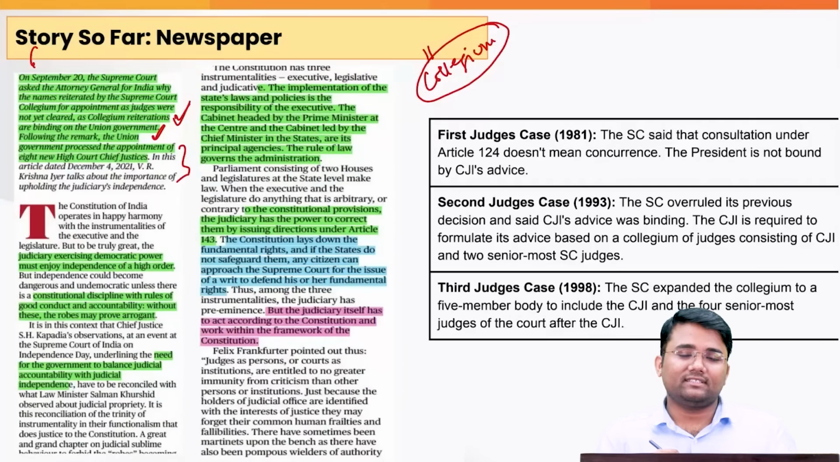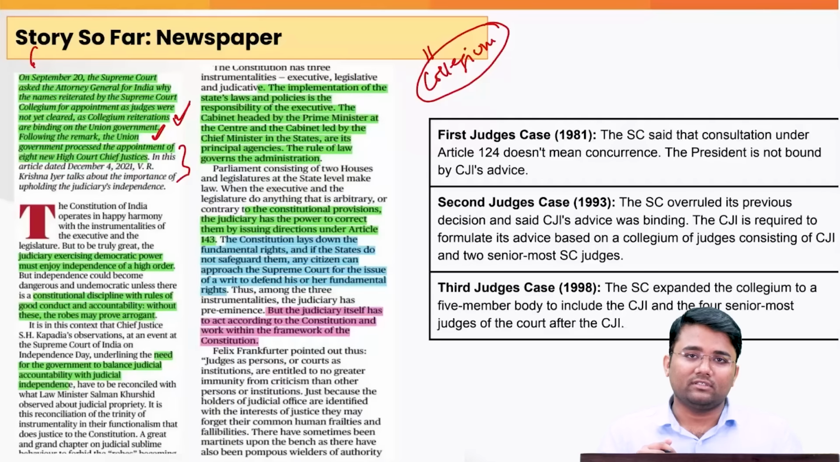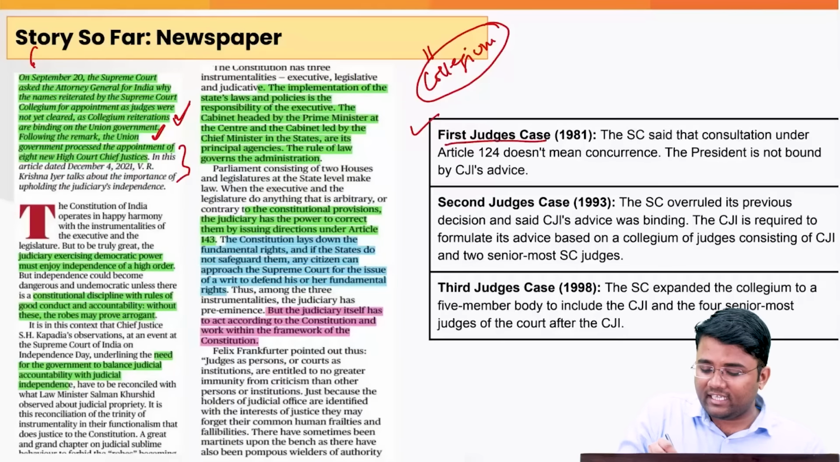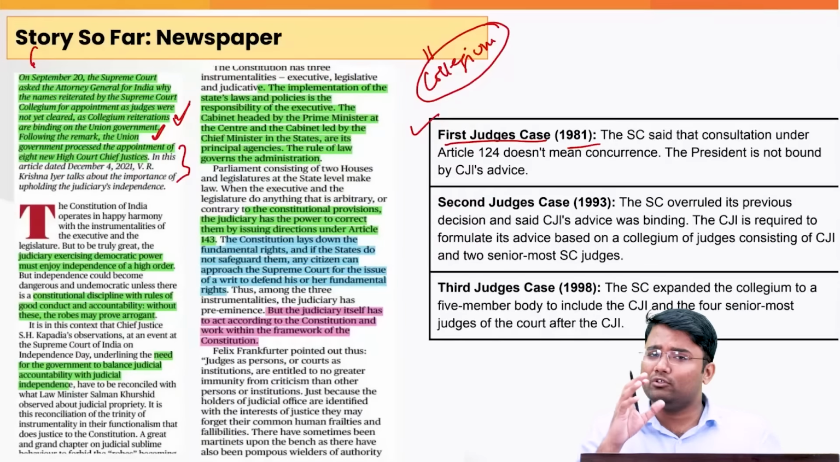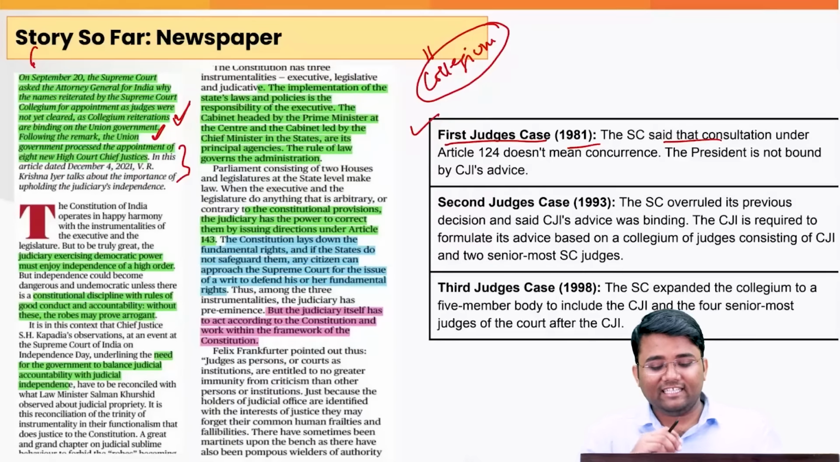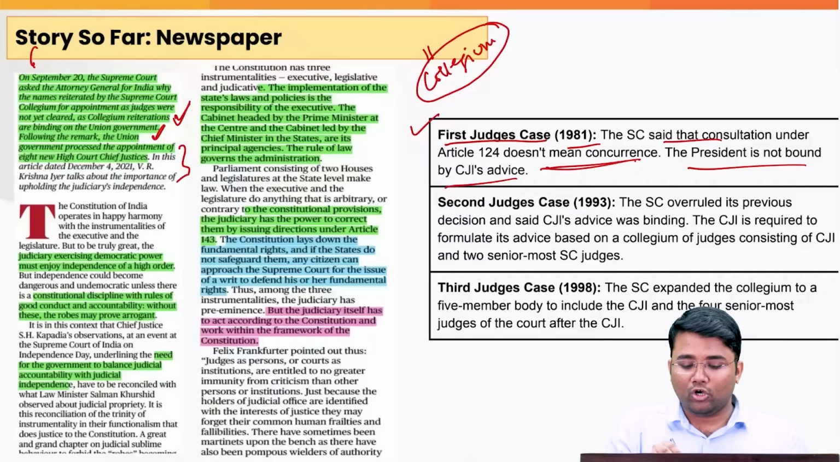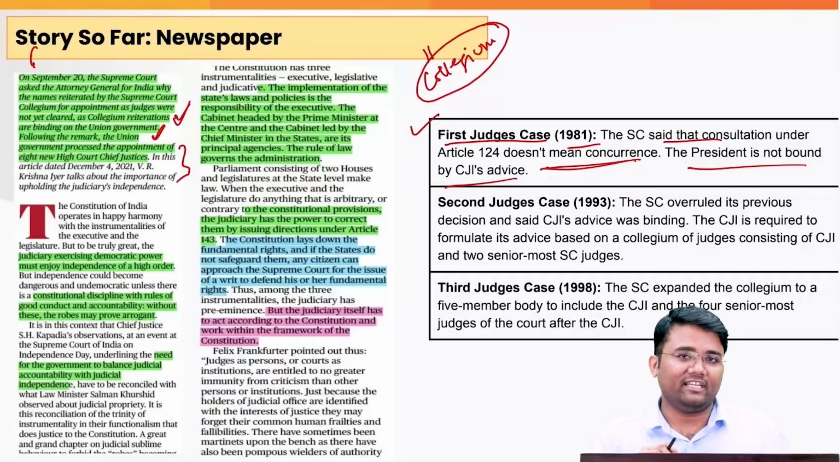And this collegium system is not backed by the constitution or any law of the parliament. Rather, it has evolved through various case laws of the Supreme Court. What are those case laws? First Judges case that came in 1981, also known as SP Gupta versus Union of India case, in which the Supreme Court says that consultation under Article 124 doesn't mean concurrence. The President is not bound by the Chief Justice of India's advice.